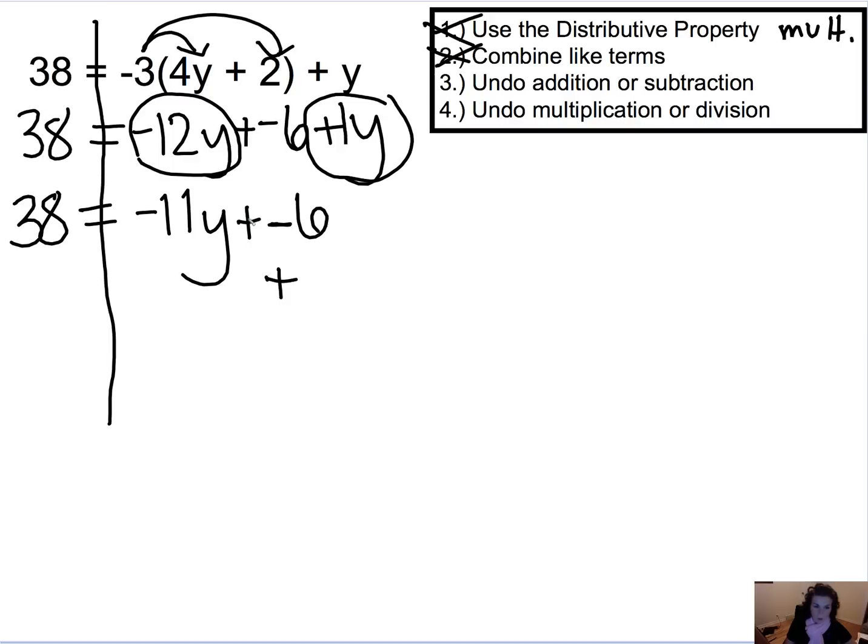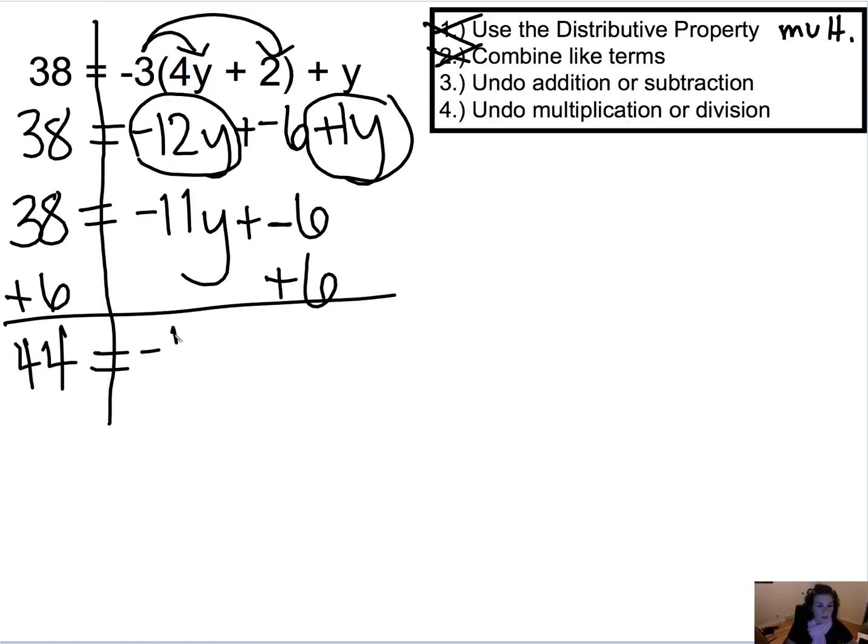Some people are looking at both signs in front of it. That's going to confuse you. Just look at the sign directly in front. It's a negative, so the opposite is a positive. So we're doing plus 6. And whatever we do on the right, we've got to do on the left. So we have 38 plus 6, which is 44. Bring down the equal sign, bring down the negative 11y, and the negative 6 plus 6 cancels.